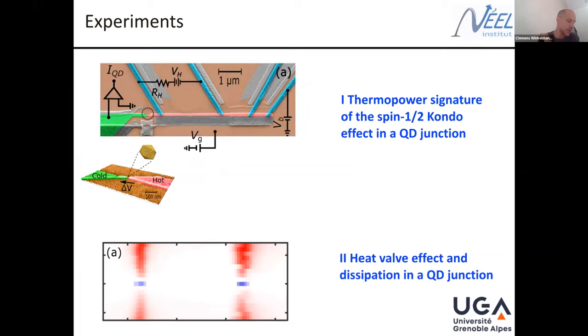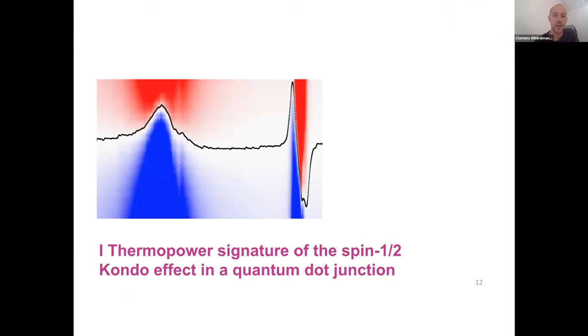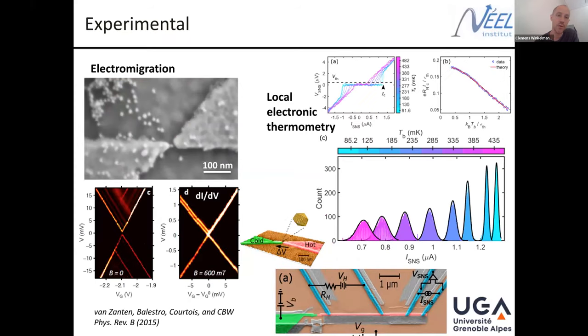And what we're doing is about quantum dot junctions. So I will show you basically two experiments, one in which we will measure the thermal power through a Kondo-correlated quantum dot junction. And the second one is another quantum dot junction with slightly less coupling. So no Kondo effect there, but there we have measured the temperature response to the device parameters and we measure a heat valve effect. So let me start with the thermal power measurements.